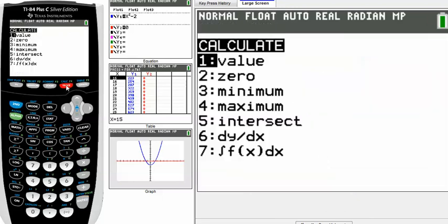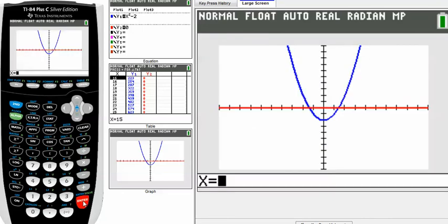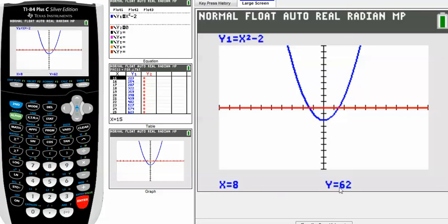One last feature I'm going to show you here is value. All that does is say, when x equals 8, I wonder what y is. If I click that and hit enter, it says, by the way, y will equal 62. It's kind of useful to ask, when x equals 1,000, what is it? It does this calculation for you, even though you could plug it in.